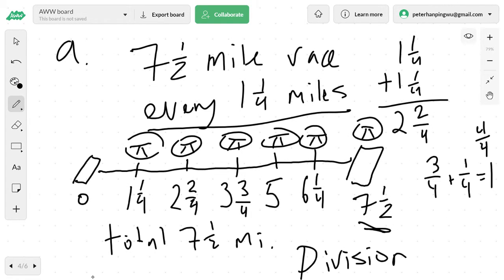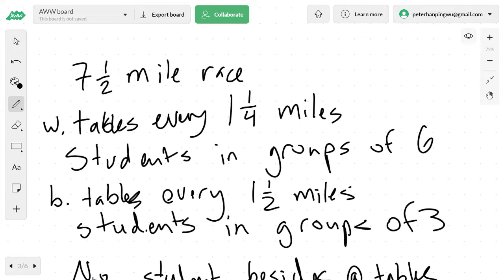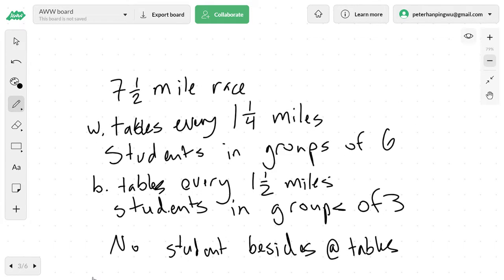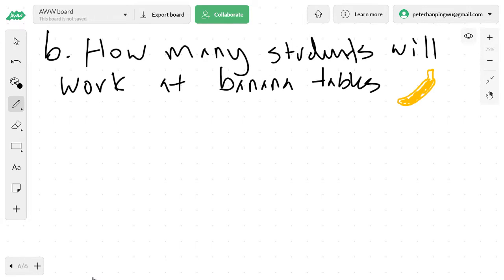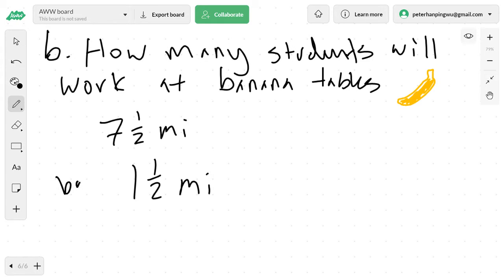So if we're going to go back to our important information, we can see banana tables are every 1.5 miles, and students are in groups of 3. So groups of 3 and 1.5 miles. Going back to our new page, we still know that we have 7.5 miles of race, and that there's banana tables every 1.5 miles. Banana tables, and students work in groups of 3.